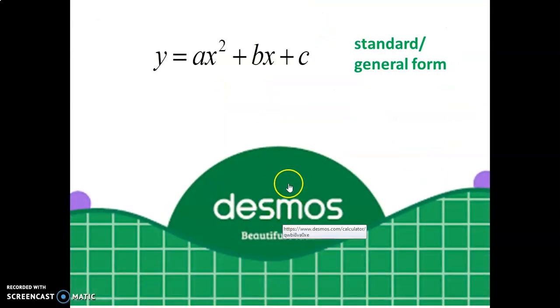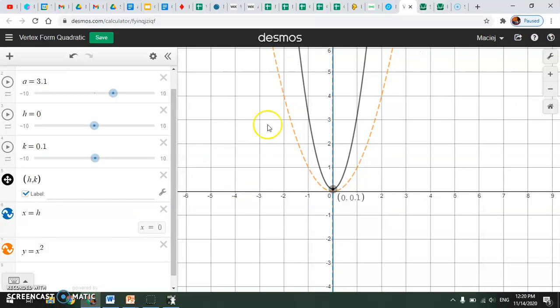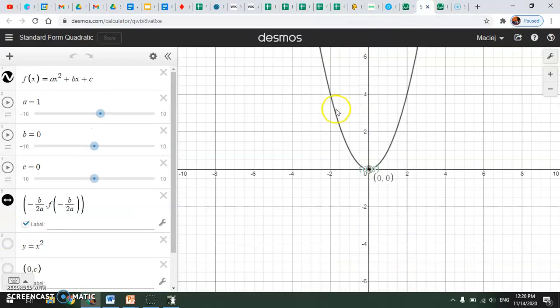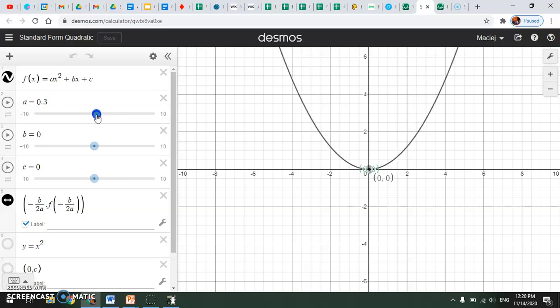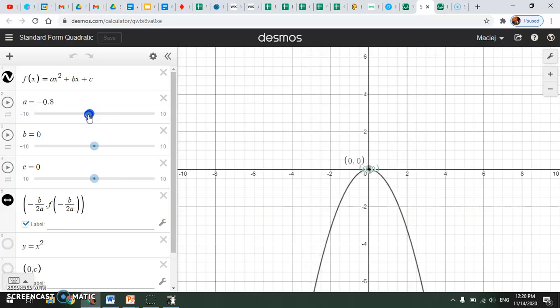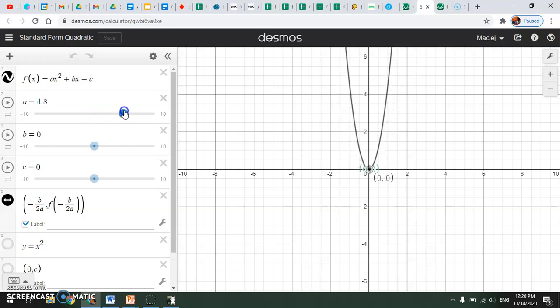So let's look at standard form in decimals as well. So here's standard form. You can see standard form right here, A, B, and C values. So again, A, we learned what A does before. A expands it when we make it a decimal value. It makes it concave down when A is negative, or when A becomes a large value, it becomes very narrow. So it's the same thing we saw A doing in the other one. A always has the same effect.